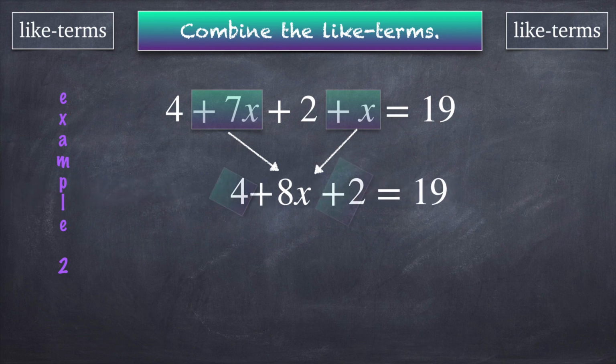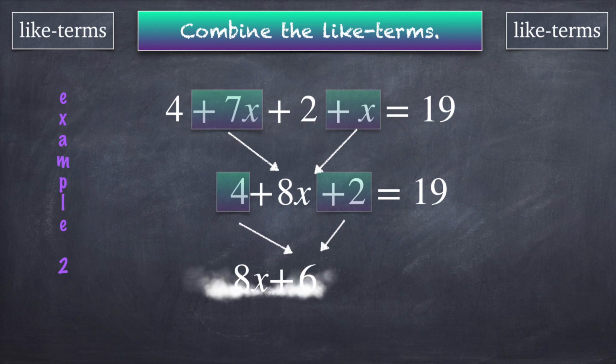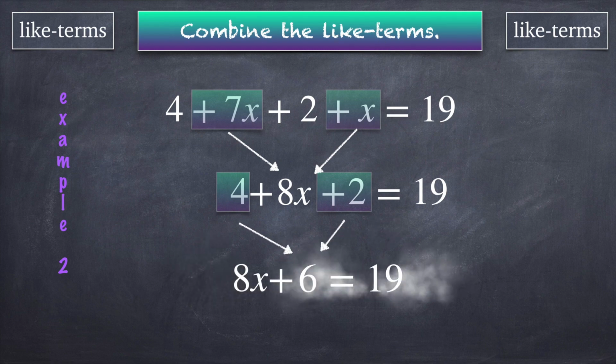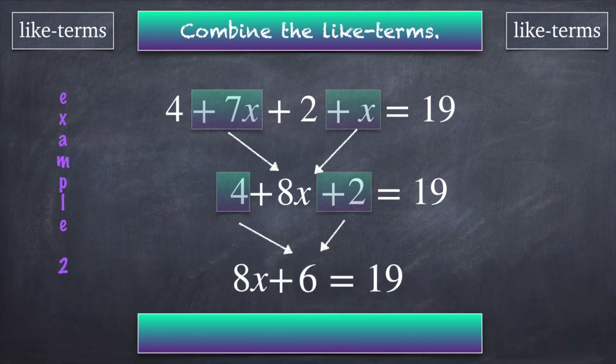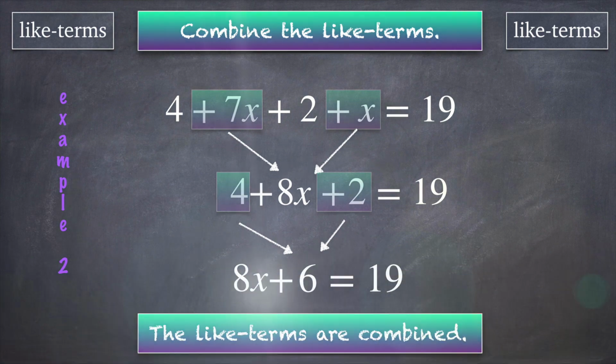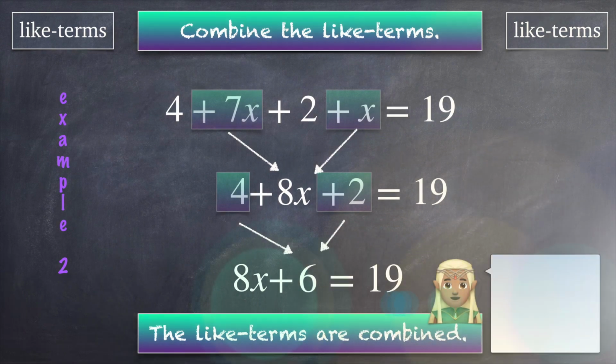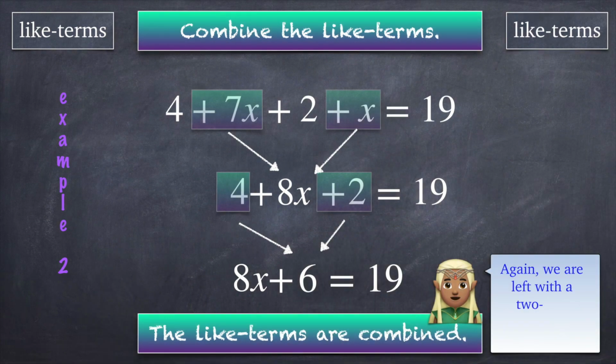That's what our new equation looks like after those two are combined. We'll add our integers together. And there it is. Everything's combined. Now it's time to solve that equation. And again, we'll do that later. Let's look at example 3.